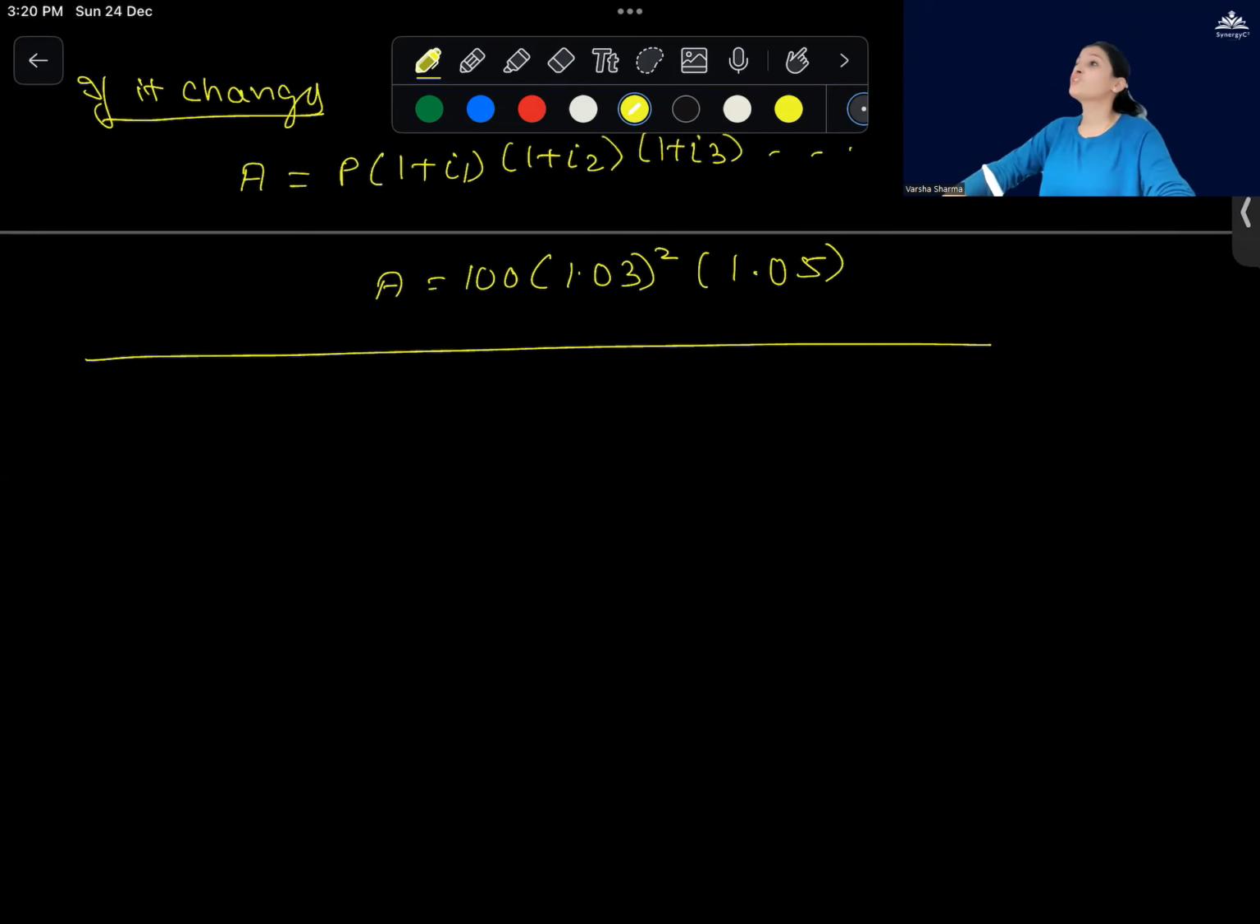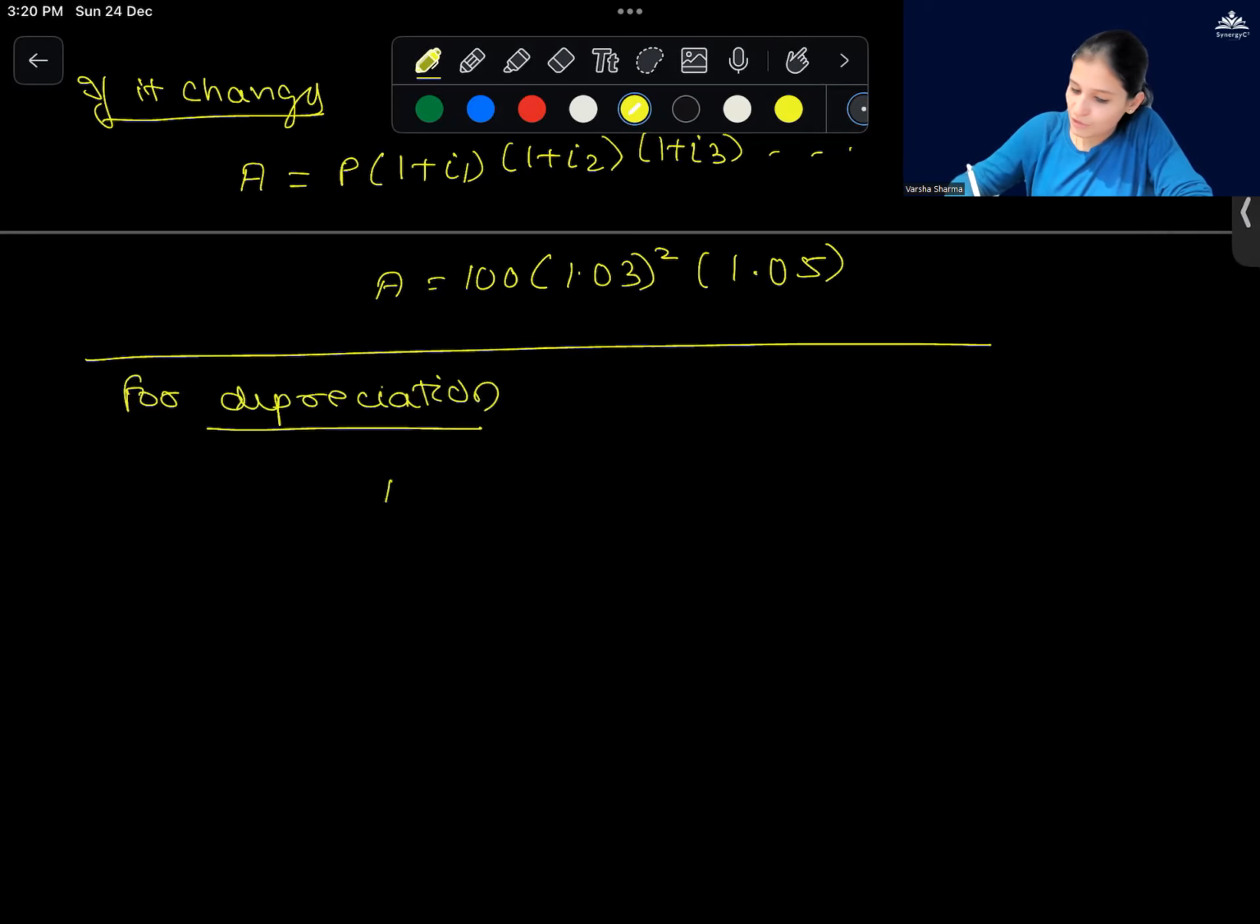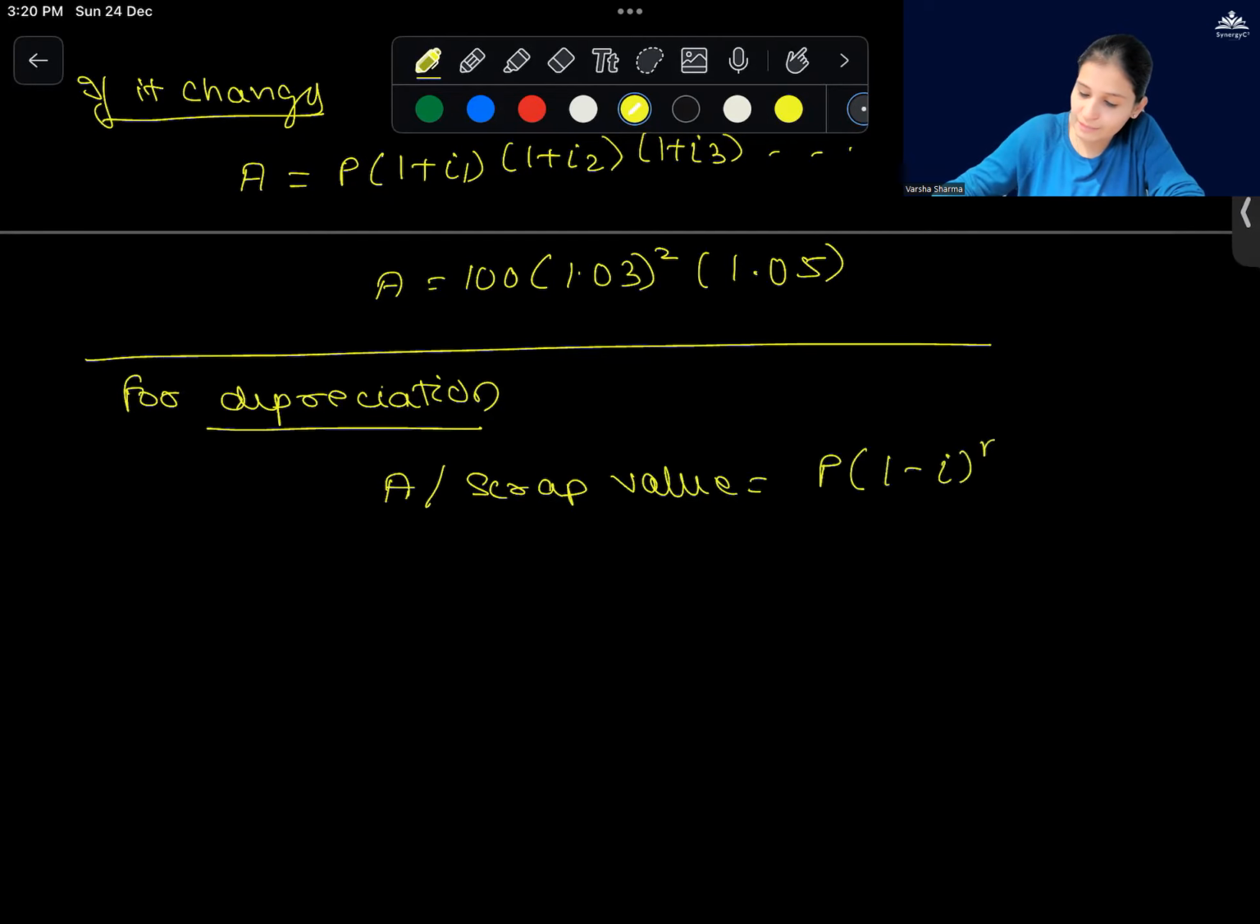But if I'm talking about a machinery that I've been using for a couple of years and I purchased it for 1 lakh, right? Then if I'm reselling it after 3 years, am I going to get more money or less money? Less. So the amount is getting depreciated. In that case, instead of the 1 plus sign, it will become a 1 minus sign. So for depreciation, the amount is the scrap value. Scrap value is the amount that you get after selling a machinery or an asset after using it for a couple of years. This will be P into 1 minus I to the power N.